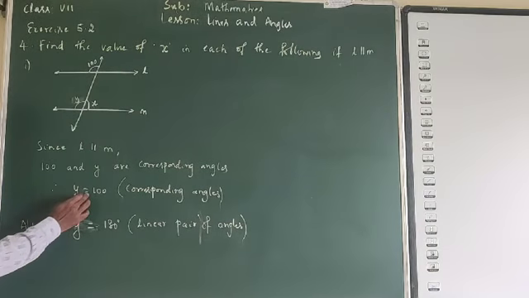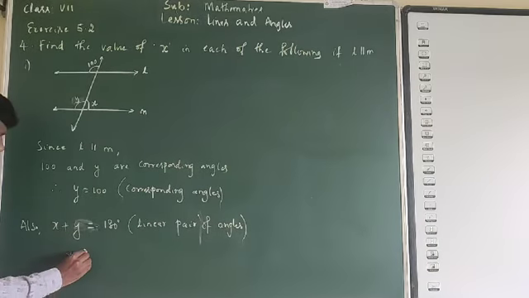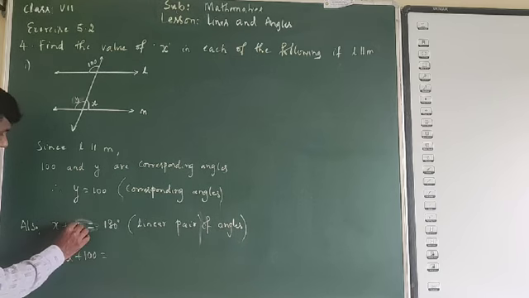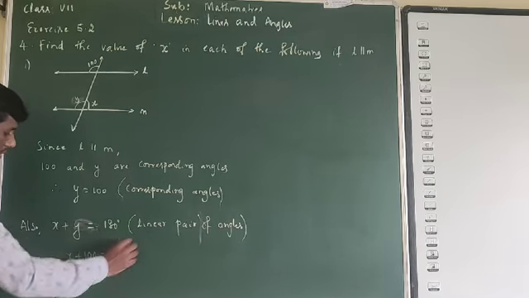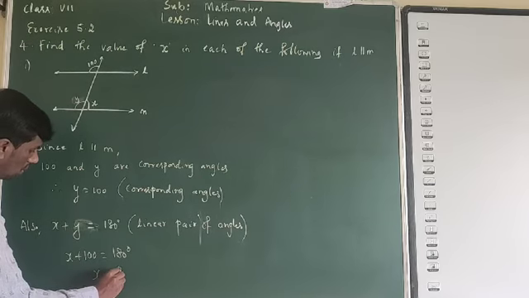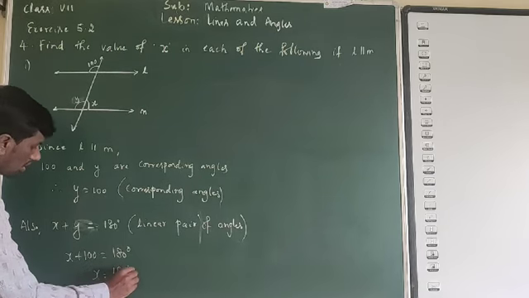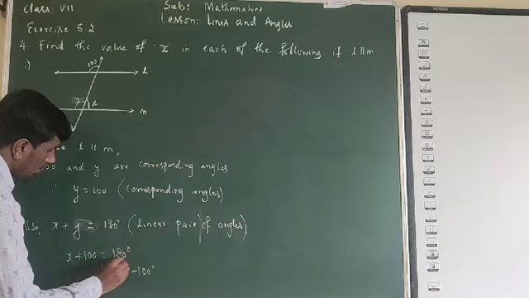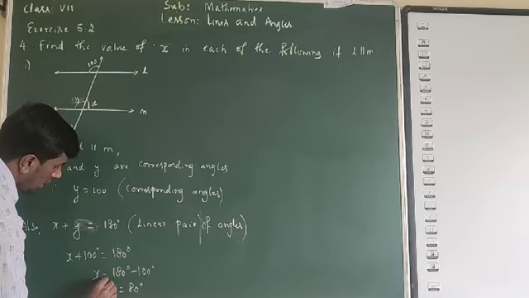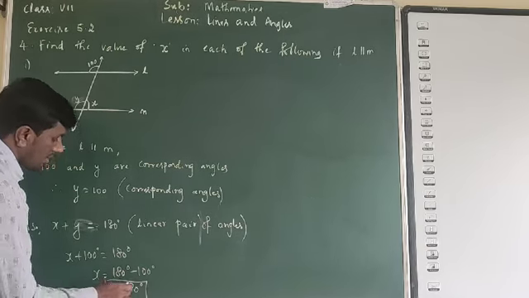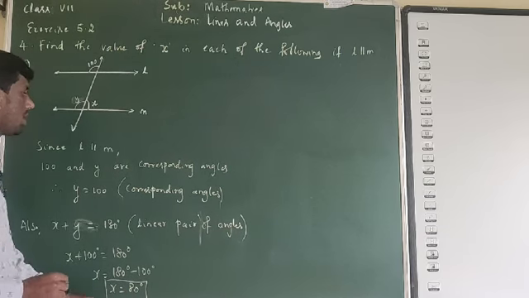Now y we know that how much? 100. X plus 100. Let me substitute it in the place of y, is equal to 180. Okay. So now I will send the 100 to the other side. So x is equal to 180. If I send 100 to the other side, it will become minus 100. So x is equal to 80 degree. 180 minus 100 is 80 degrees. So x is equal to 80 degrees.